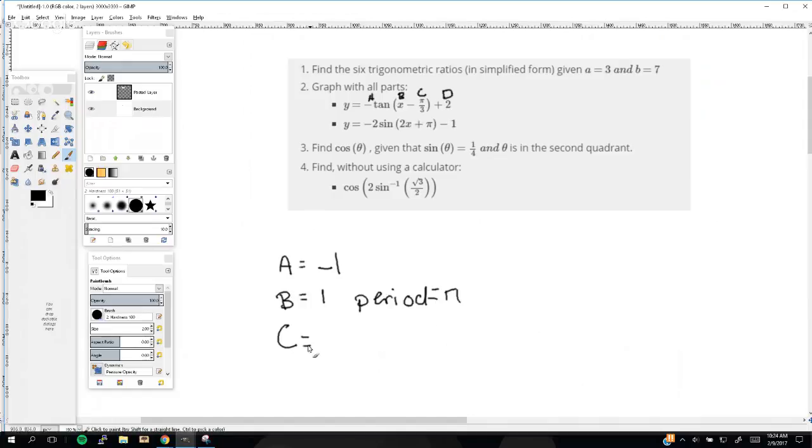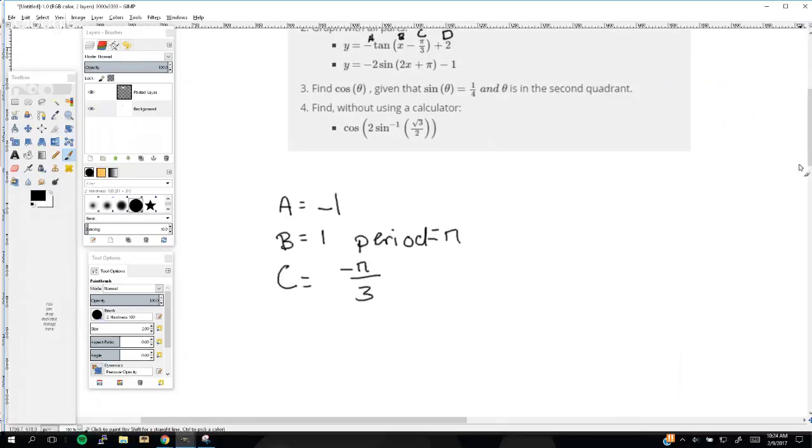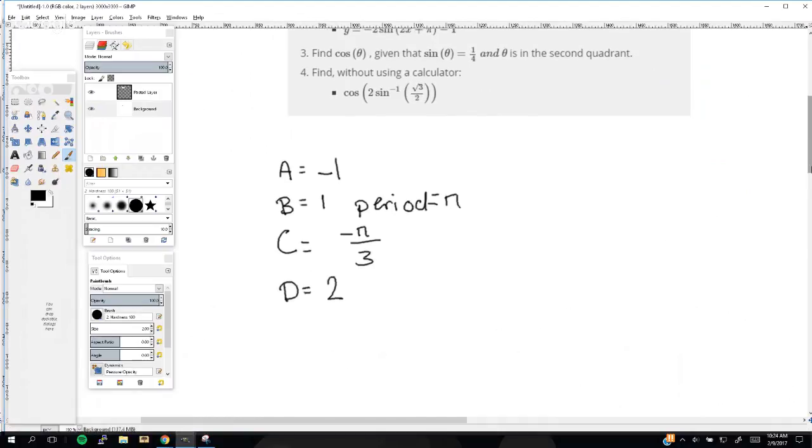And then c is equal to negative pi over 3. That moves it to the right. Yes. And then d is equal to 2. That moves it vertically up. Yep.